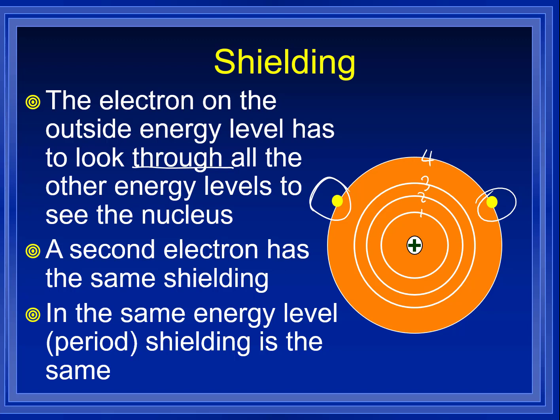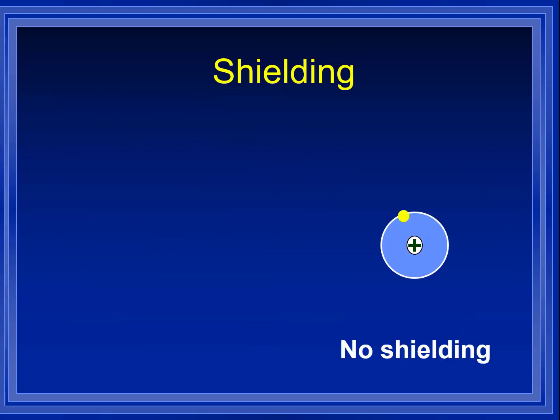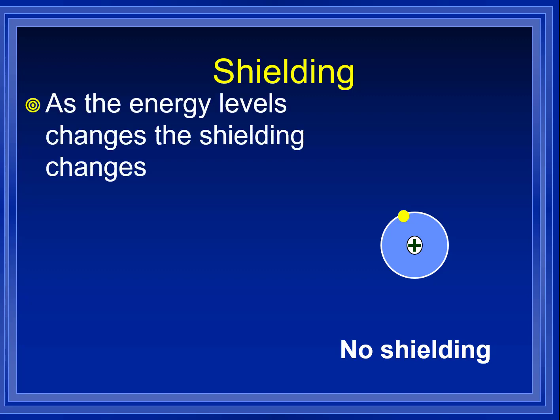And that's part of the thing that caused Bohr some grief, is trying to do the math with those electrons in the way. It's tough. Even if they're in perfectly circular orbits, it's much more complicated when they're probability waves. Okay. So, in the first energy level, hydrogen. How much shielding for hydrogen? Well, there is none. But as the energy level changes, the shielding changes.